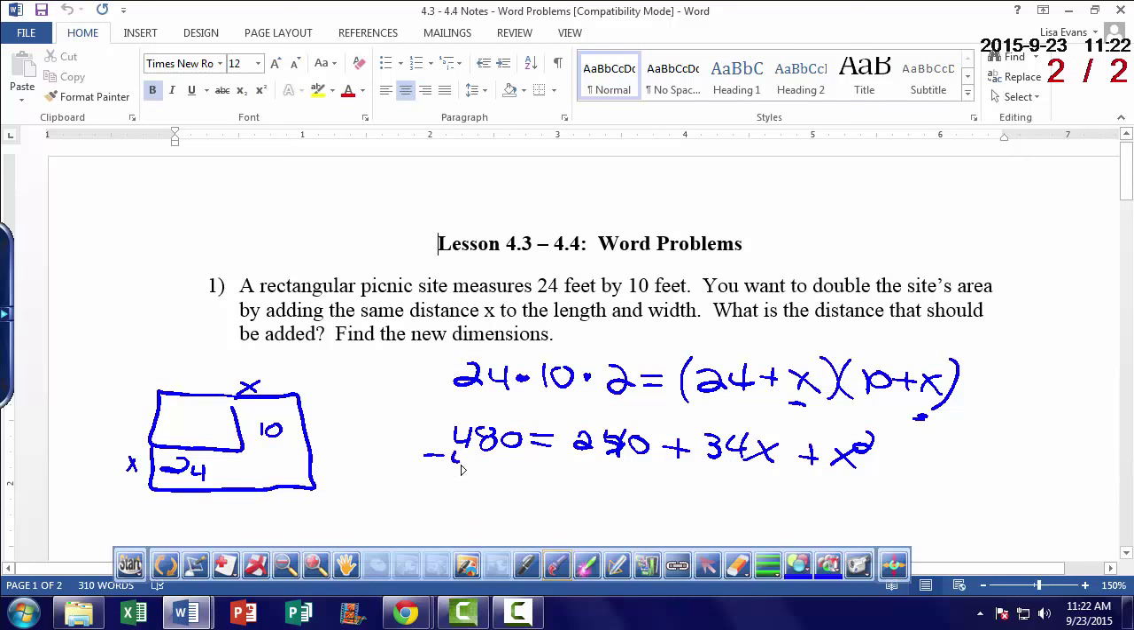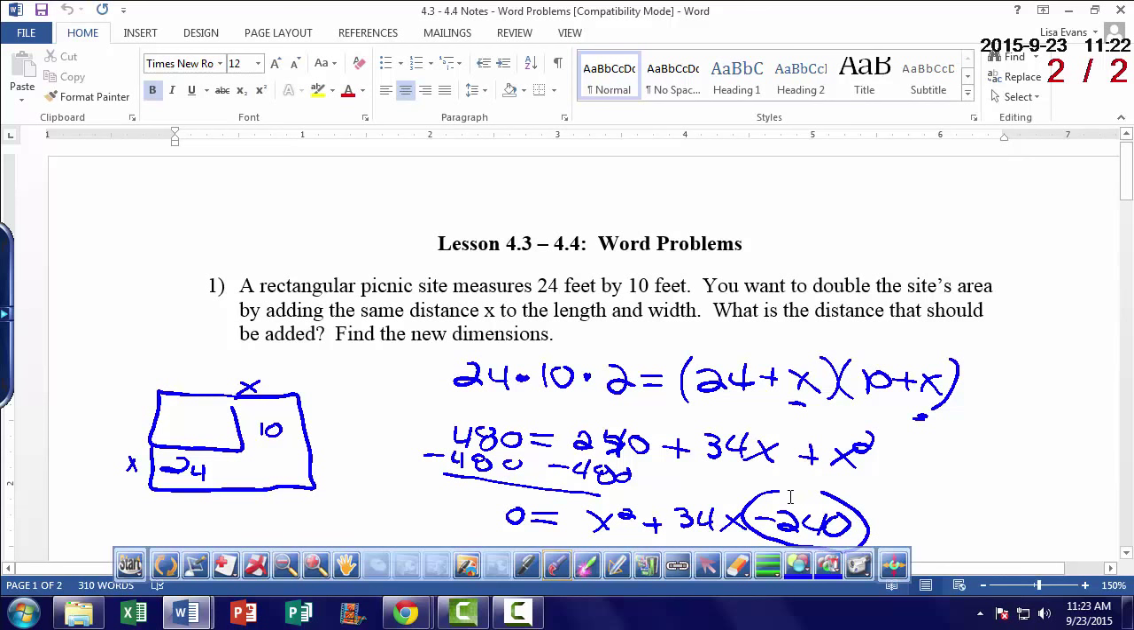So I'm going to move the 480 over, and when I go to rewrite it, I'm going to write it with my x squared first. So I get 0 equals x squared plus 34x minus 240. I'm going to factor now. I'm going to say what multiplies to give me negative 240 and adds to give me 34. If I do the math off to the side, I get positive 40 and negative 6.